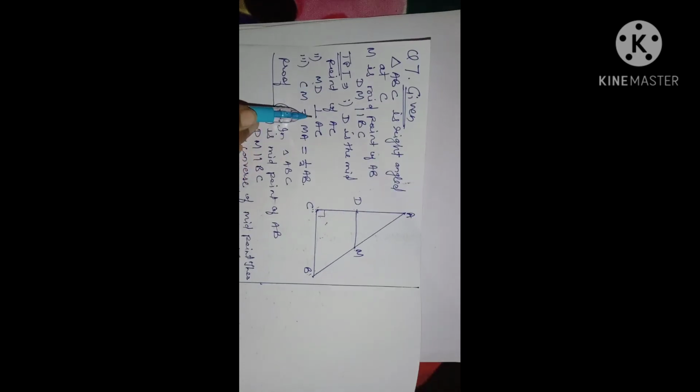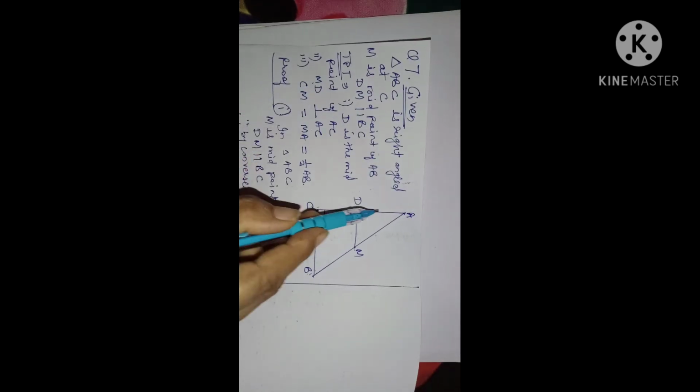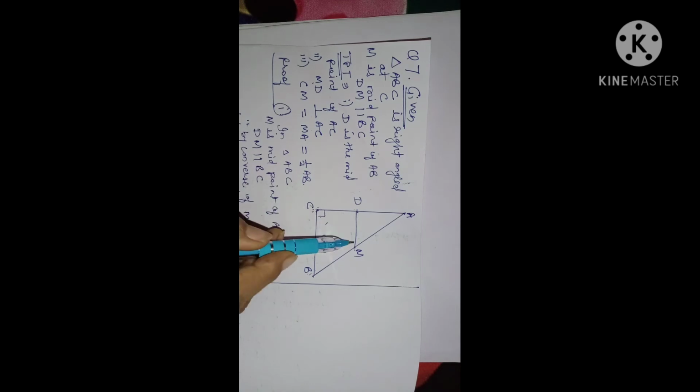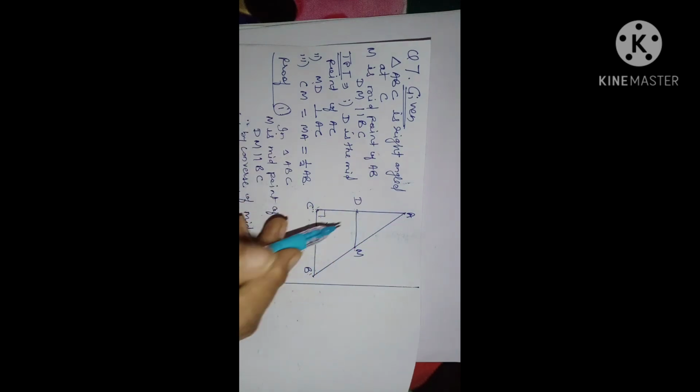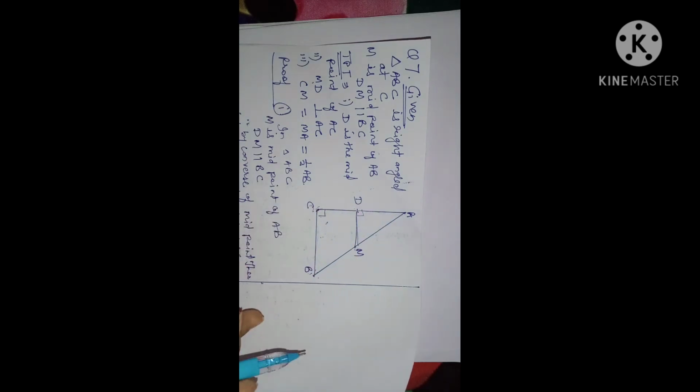What is asked in the second? It is asked MD perpendicular to AC. See, it is given that DM is parallel to BC, right? फिर अगर ये DM और BC parallel है तो AC उसका transversal हुआ, right? तो can I write angle ADM is equal to ACB? Can I write these two angles are equal, this ADM and this ACB?